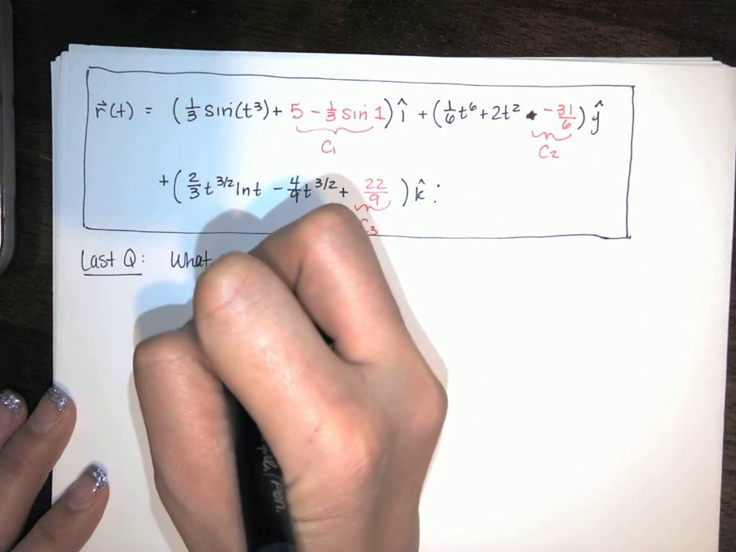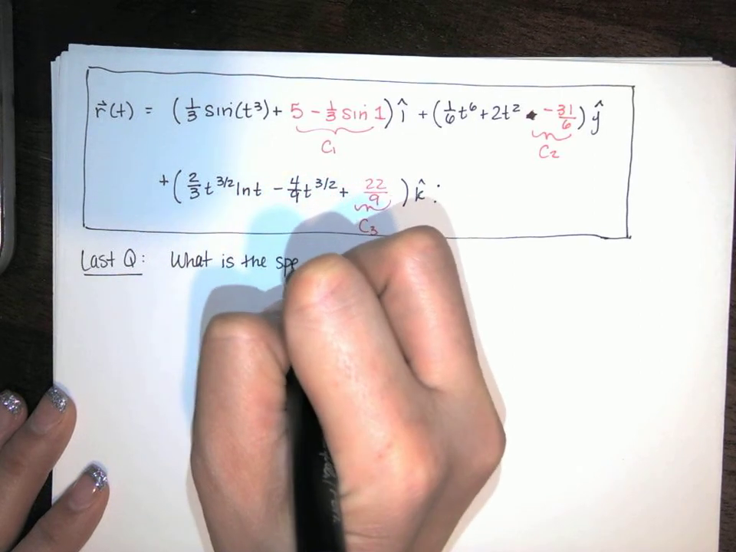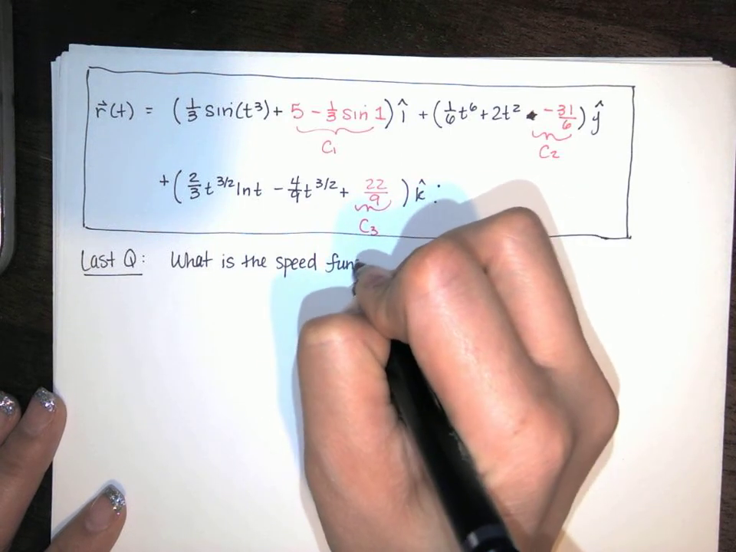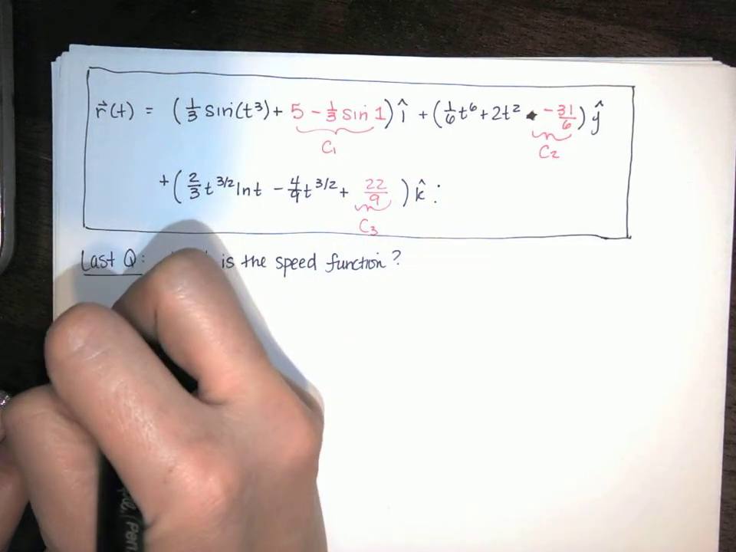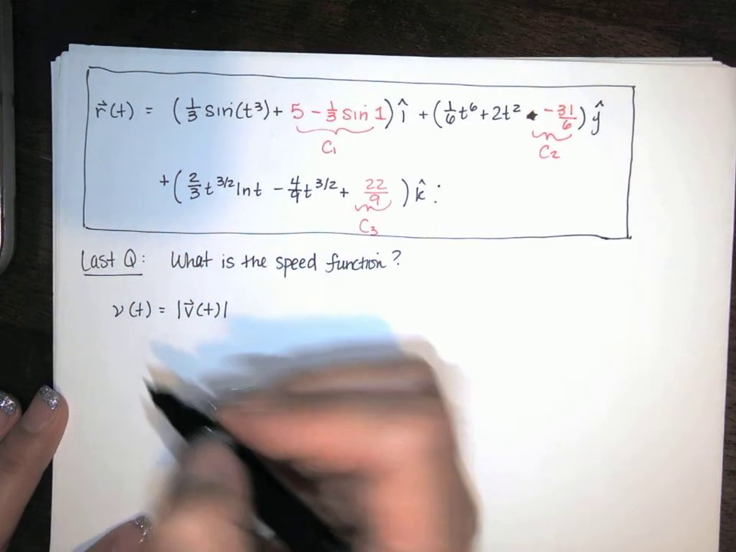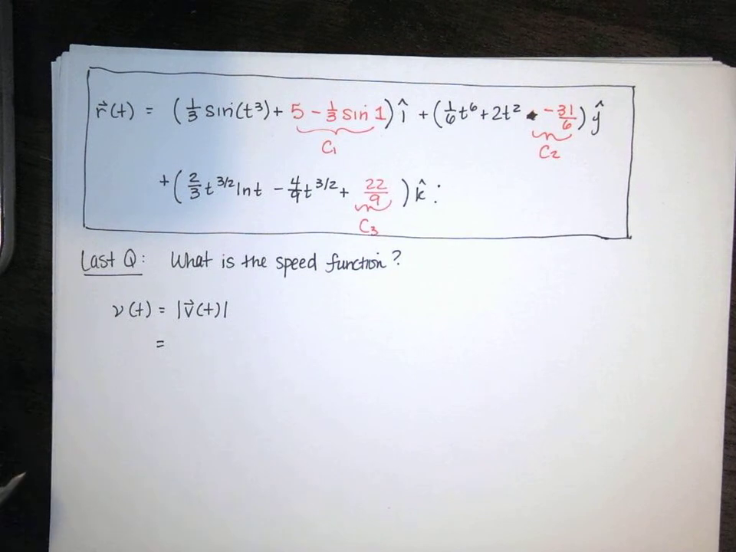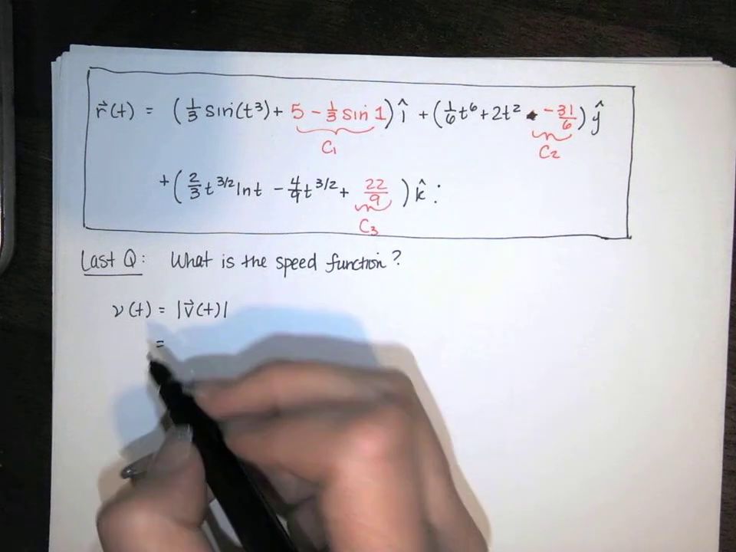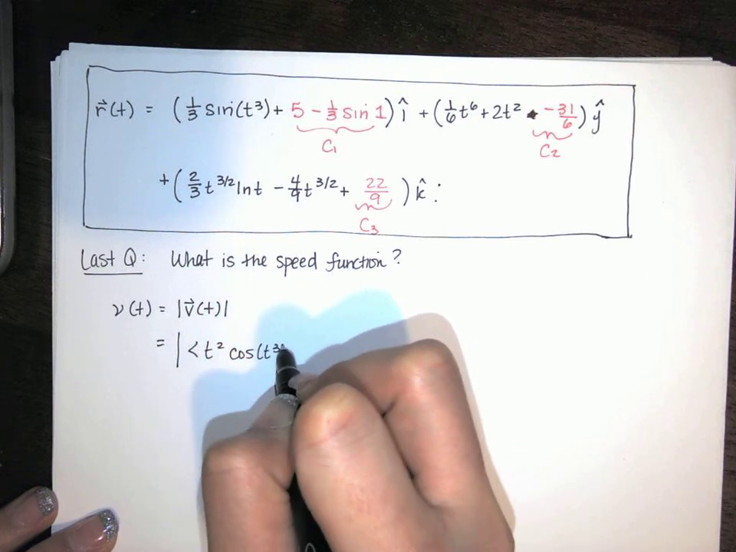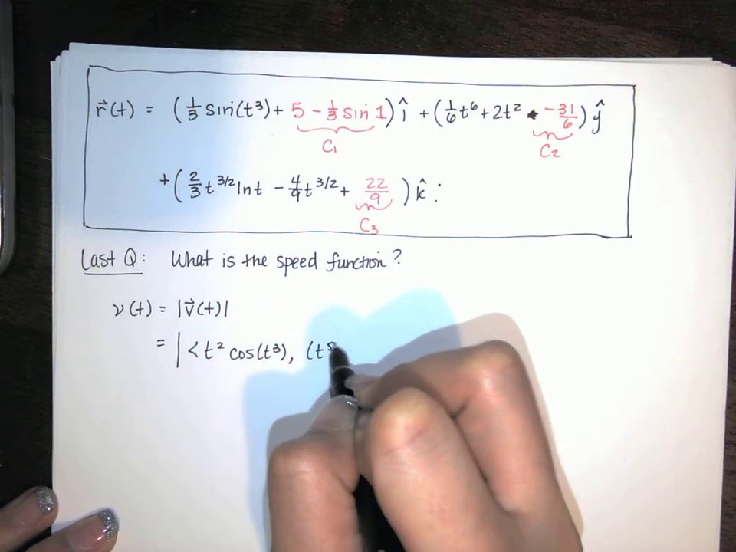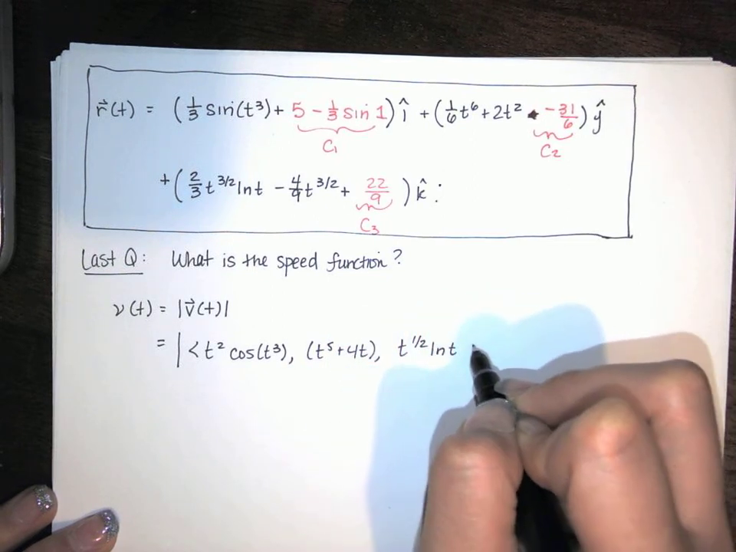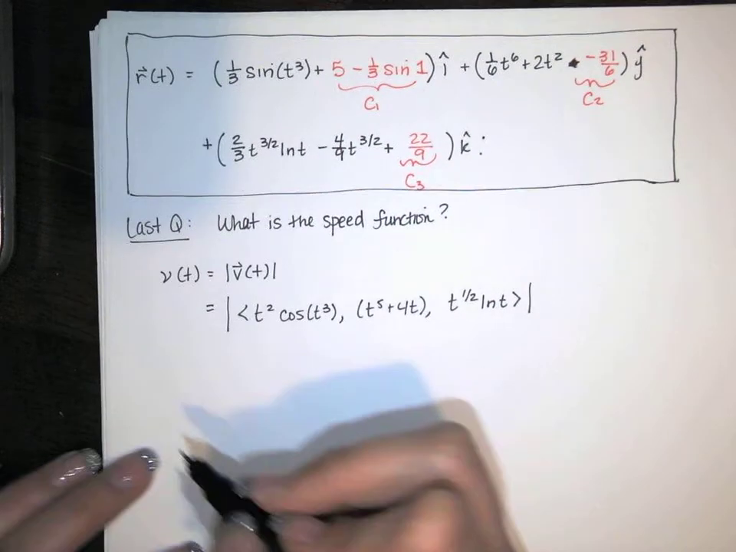Somebody might say, what is the speed? And you could find the speed as a function of t. Remember, that's just the magnitude of the velocity. And you were actually given the velocity vector. Long time ago, the velocity vector was given to be this, t squared times cosine of t cubed times i hat, plus t to the 5th plus 4t times j hat, plus t to the 1/2 times natural log of t times k hat. And you want the magnitude of that guy.